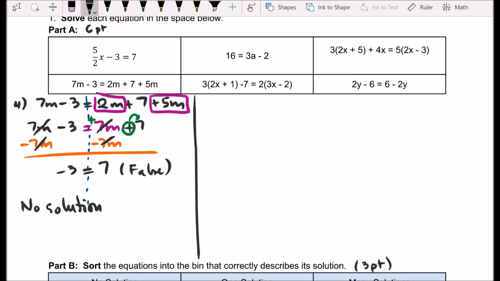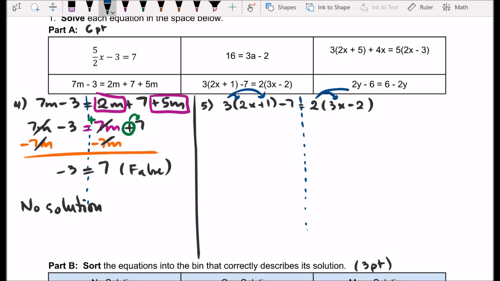Right, we're going to look at problem 5. 3 times 2x plus 1 minus 7 equal to 2 times 3x minus 2. Alright, parentheses, so we're going to do like number 3. We're going to distribute 3 into the parentheses and distribute 2 into the parentheses. So 6x plus 3 minus 7 equal to 6x minus 4.